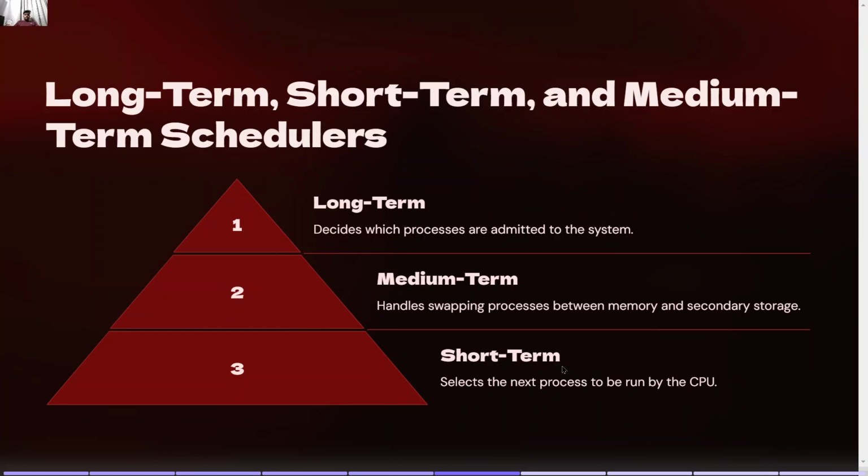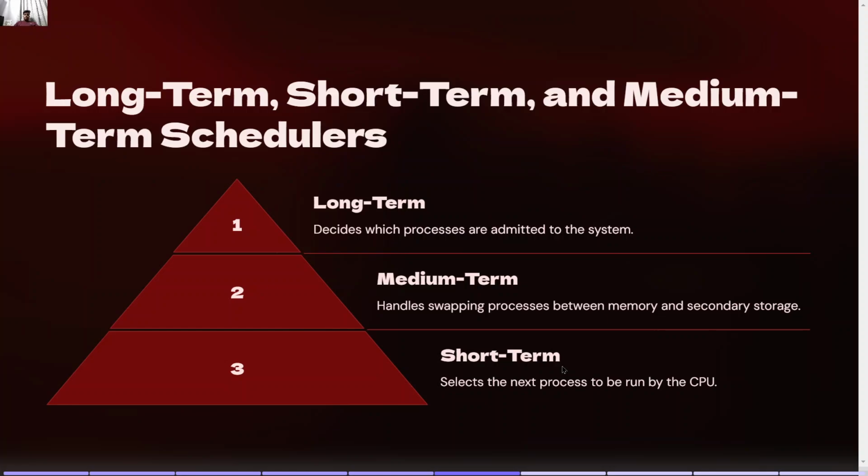Then long-term, medium-term and short-term schedulers. At first, the long-term scheduler manages process admission by selecting which jobs to load into the memory, controls the degree of multiprogramming, and balances CPU-bound and IO-bound processes for system efficiency.